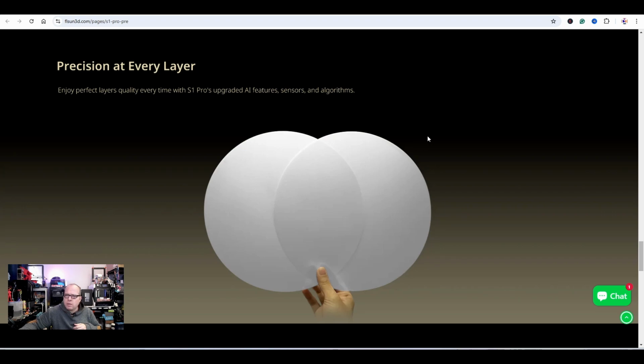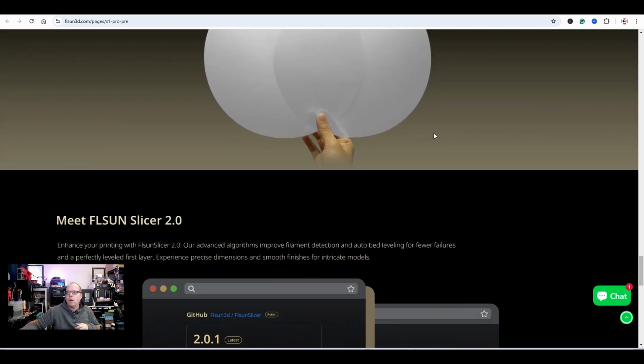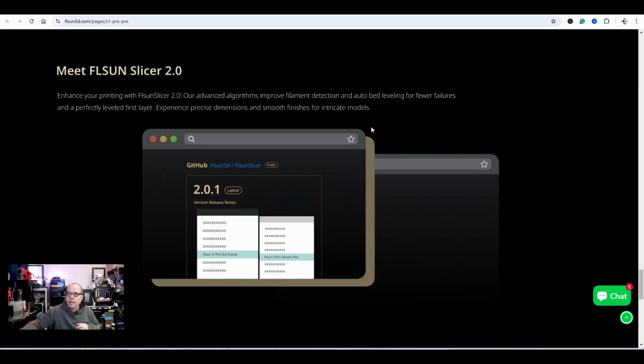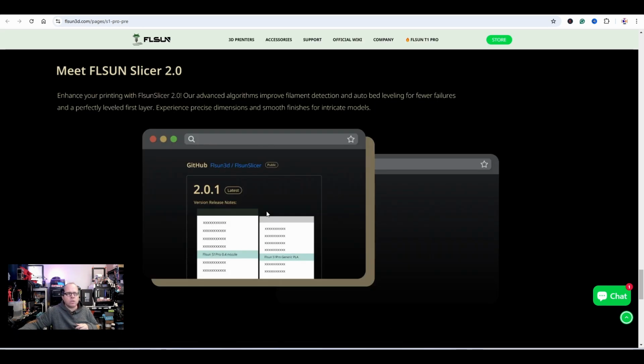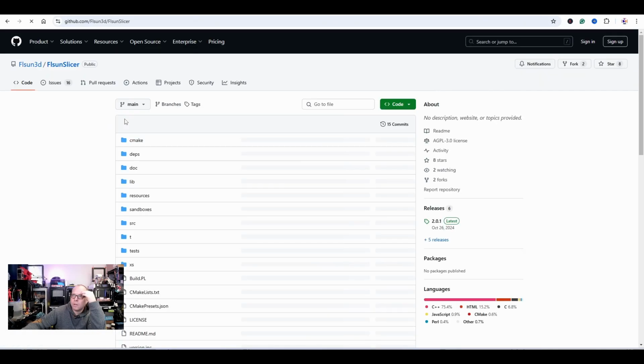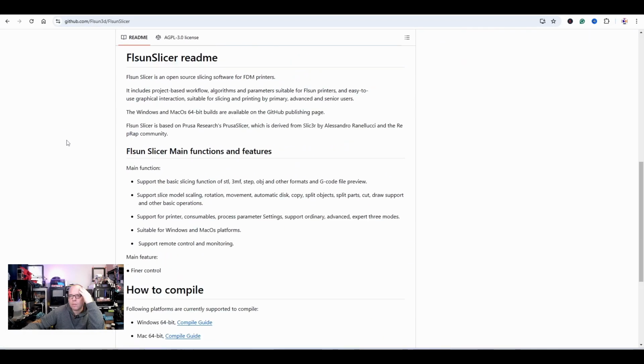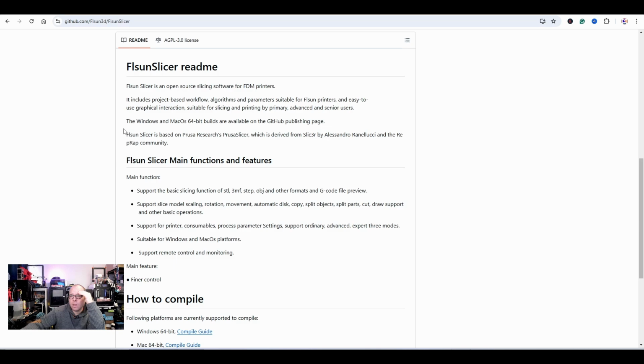Enjoy perfect layers, quality every time with the S1 Pro, upgraded AI features, sensors, and algorithms. I want to see that. And here, meet FLSUN Slicer 2.0. I want to know if it is going to be a Prusa, Bambu Lab kind of thing. If it is, let's find out. Just a second. FLSUN Slicer. Oh, FLSUN Slicer is based upon Prusa Research, PrusaSlicer. Okay.